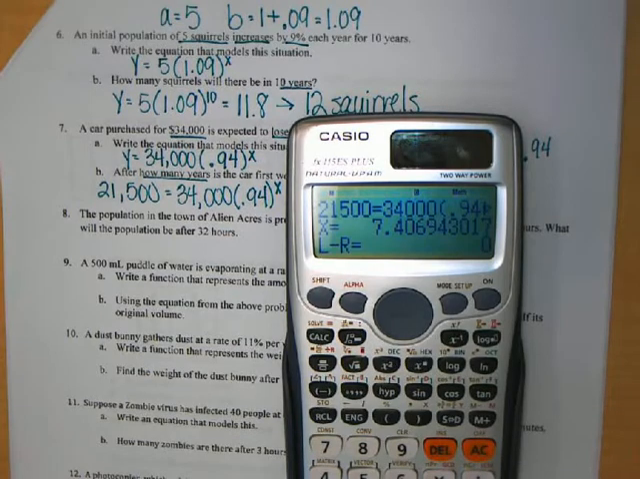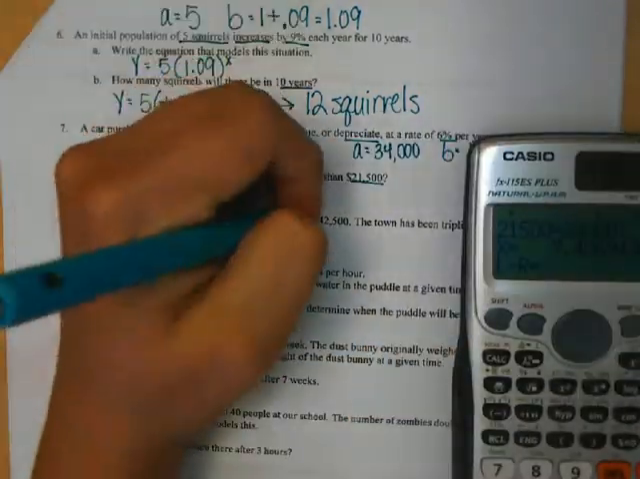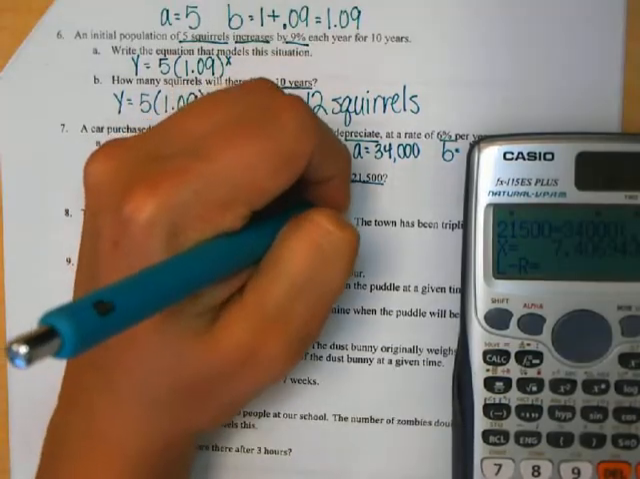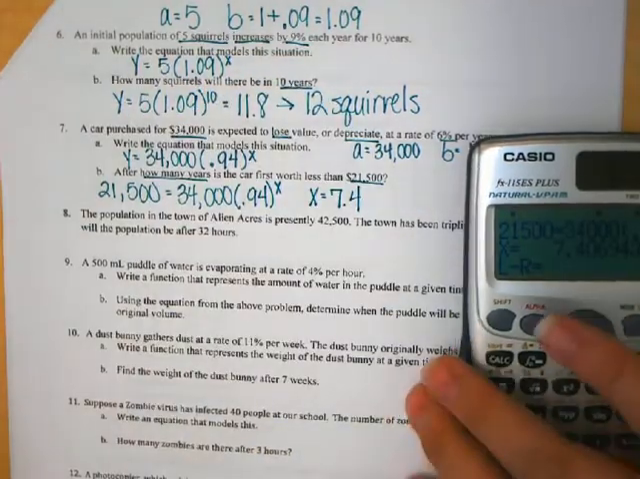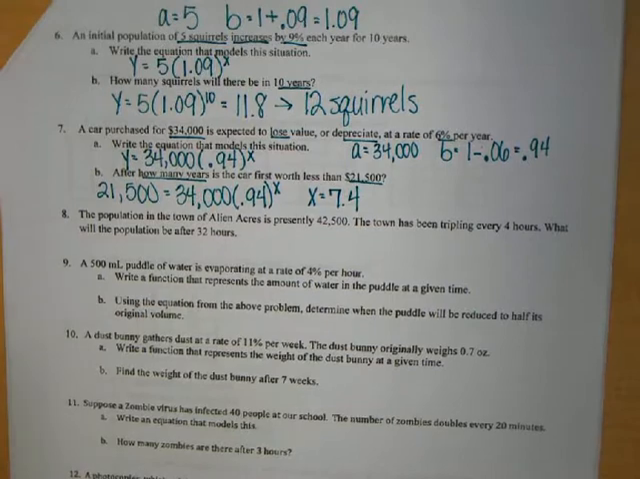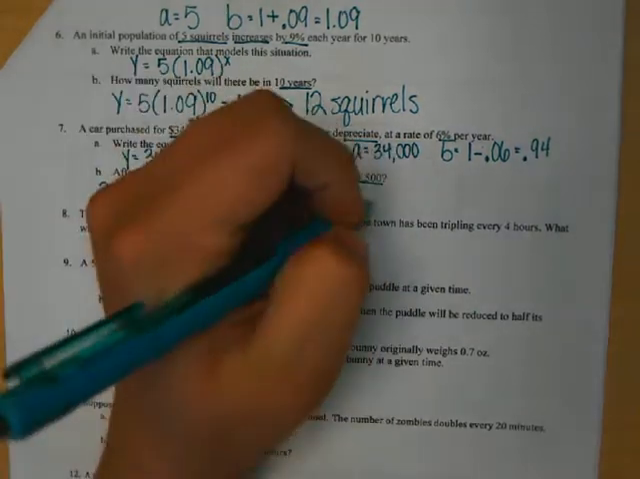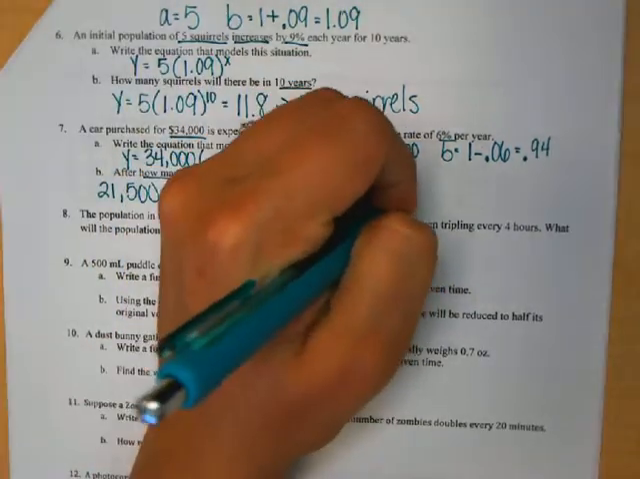And give it a minute to think. And we get x equals 7.4. And remember, you just round up to the next number. So it will be after 8 years.